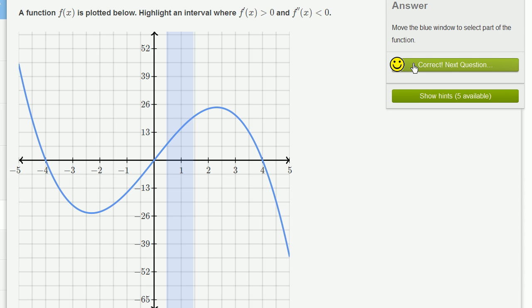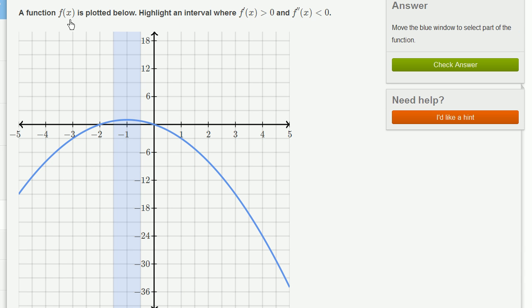Let's do one more example. A function f of x is plotted below. Highlight an interval where f prime of x is greater than 0. So the same thing, where our function is increasing, but it's increasing at a slower and slower rate.